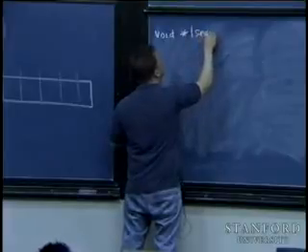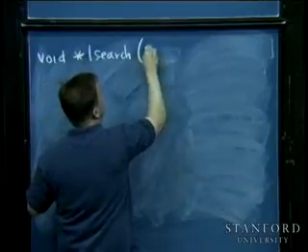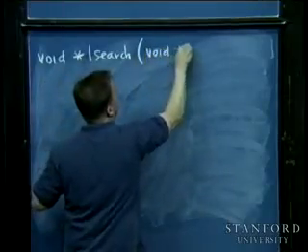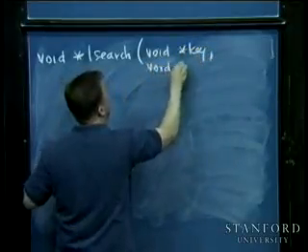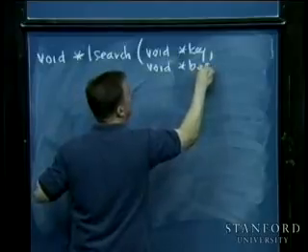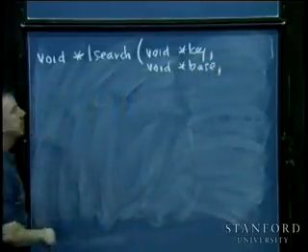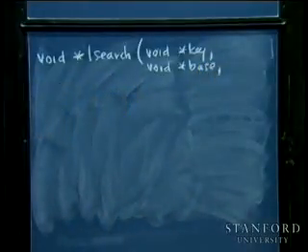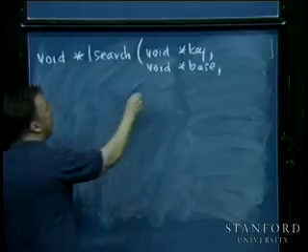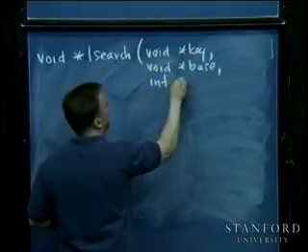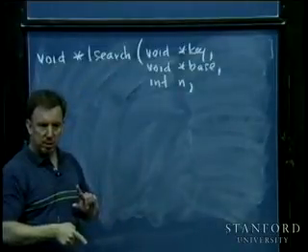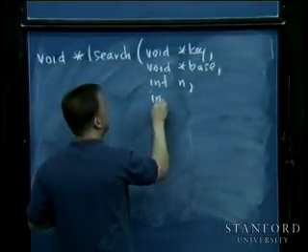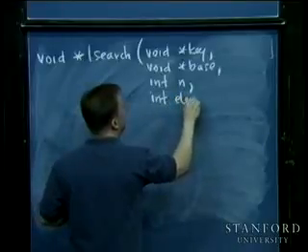Lsearch void star key. Void star, I'll call it base because the documentation for functions like this actually calls it base. It just means the base of the array, okay? I want to pass in int n. That's the number of elements that the client knows is in the array to be searched. Int elemSize.